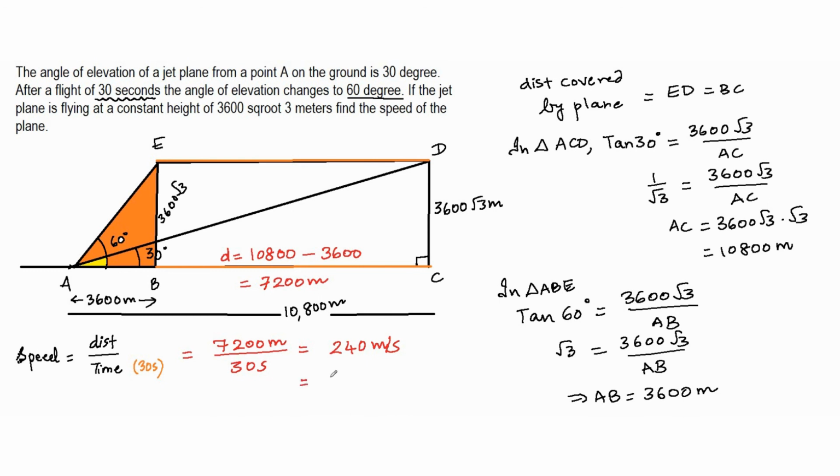Of course, I can convert it into kilometers per hour. So for converting it into kilometers per hour, I'll multiply by the conversion factor, which is 18 upon 5. And now if I evaluate this, 240 by 5 is 48, and this is going to be 864 kilometers per hour. Therefore, the speed of the aeroplane is 864 kilometers per hour.